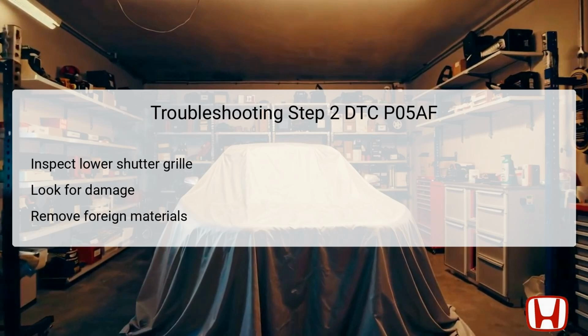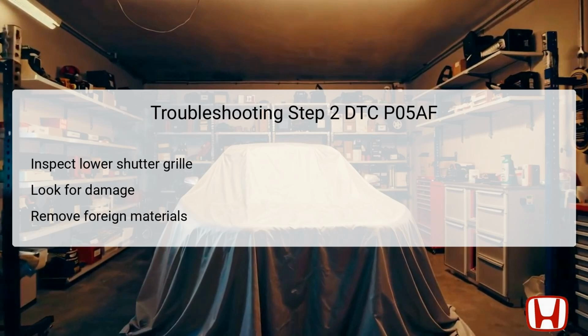First, ensure that the vehicle is switched to the off lock mode. Examine the grille for any visible damage that could impede its operation. Additionally, check for foreign materials that may be stuck within the assembly, as these obstructions can prevent the shutters from opening and closing correctly. If the inspection reveals any issues, you will need to either remove the debris or replace the lower shutter grille if it is damaged.